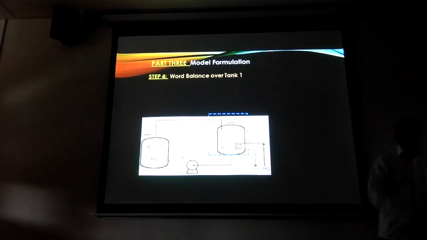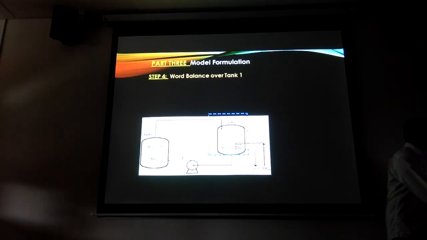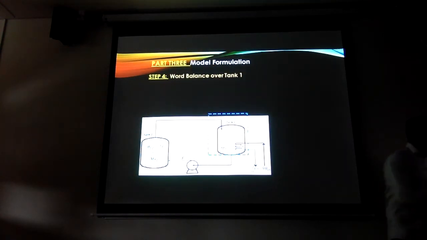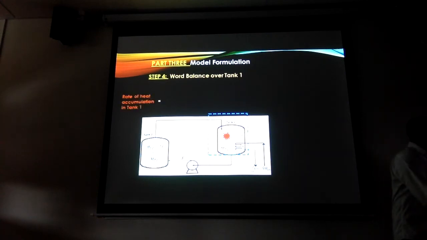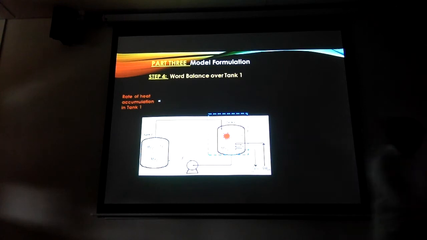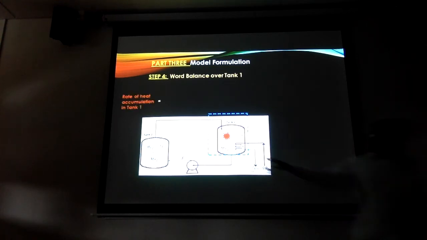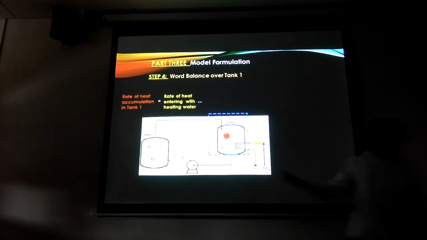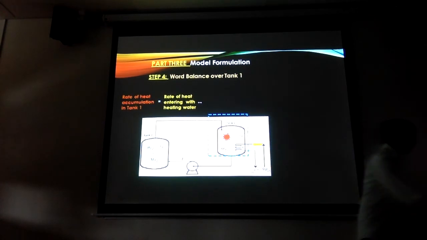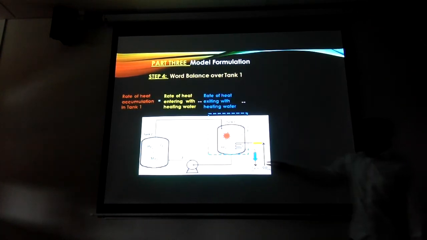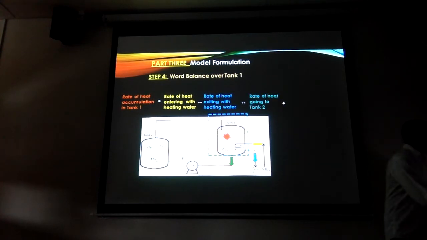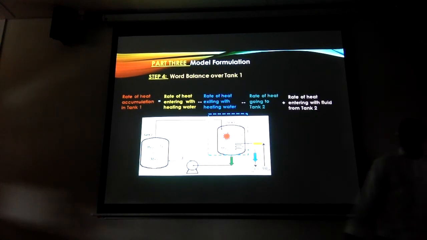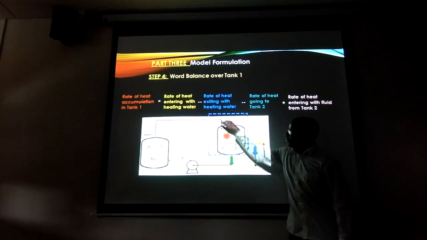And then you write a word balance. Step 3, sorry, step 4. You write the word balance. So you say the rate of heat accumulated in this tank is equal to the rate of heat entering with the incoming water, minus the rate of heat exiting with the water, plus the rate of heat going into this tank, and finally plus the rate of heat coming back to this tank.